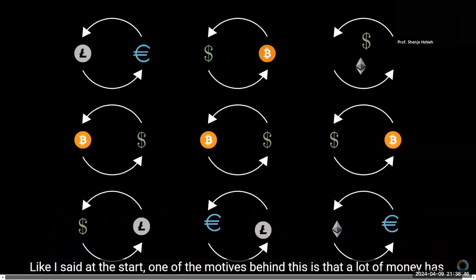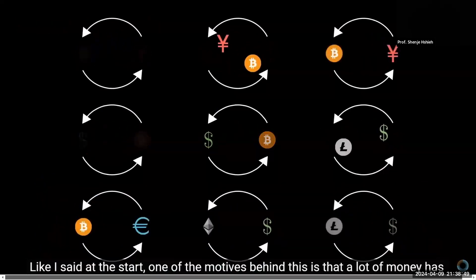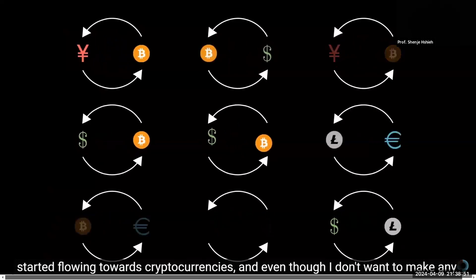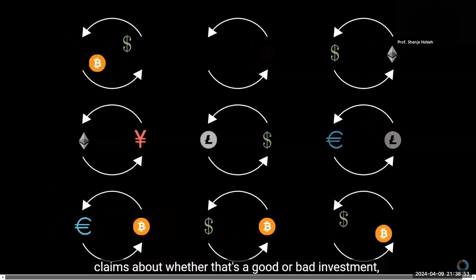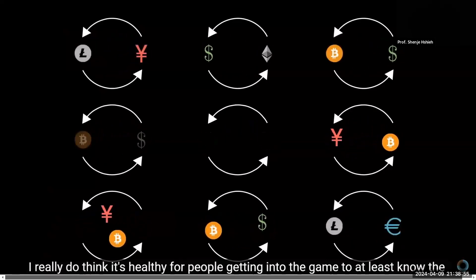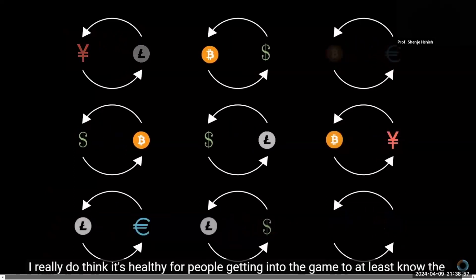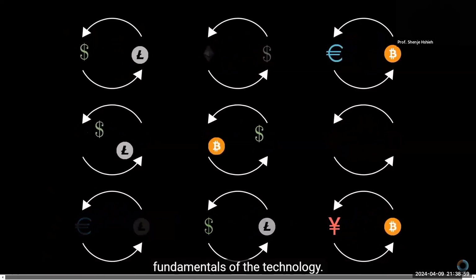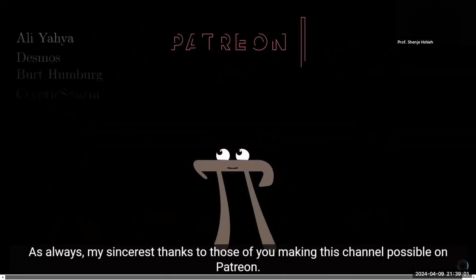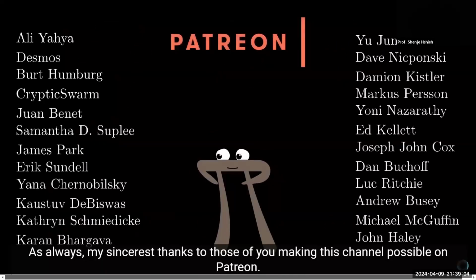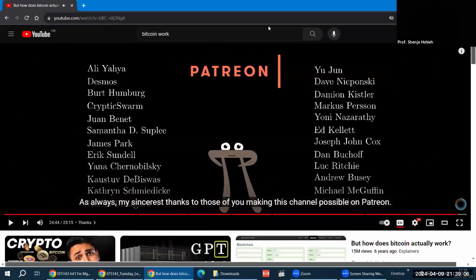Like I said at the start, one of the motives behind this is that a lot of money has started flowing towards cryptocurrencies. And even though I don't want to make any claims about whether that's a good or bad investment, I really do think that it's healthy for people getting into the game to at least know the fundamentals of the technology. As always, my sincerest thanks to those of you making this channel possible.